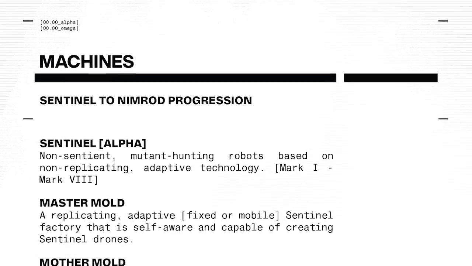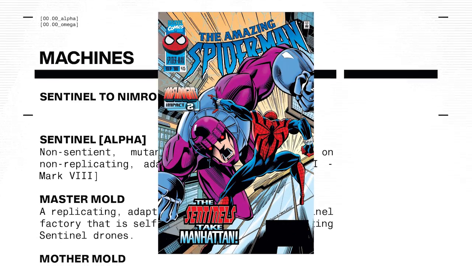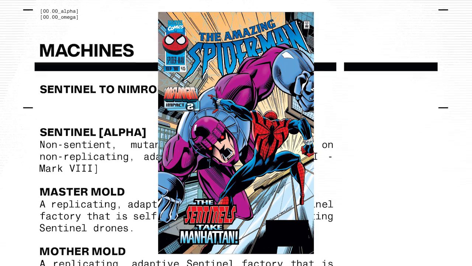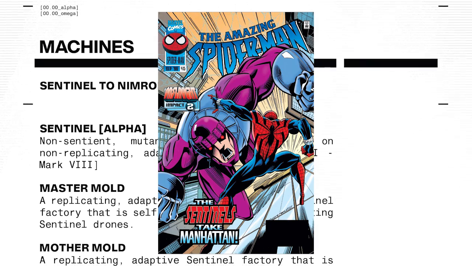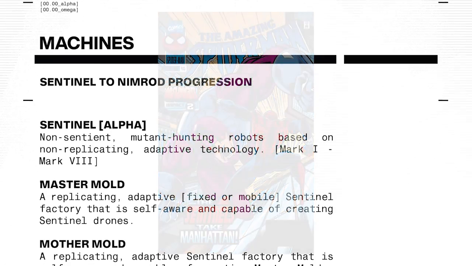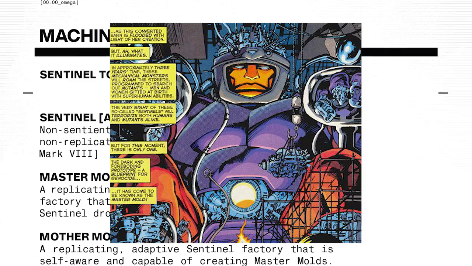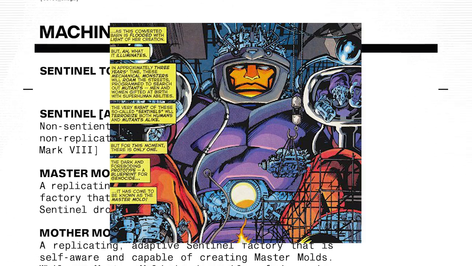What this does is it says, okay, so there's your baseline Sentinel, right? These are the ones from Days of Future Past, the ones that you recognize from the X-Men animated series. These are your straight line Sentinels, the most popular versions of this type of machinery. Then you go into master molds, and master molds basically are replicating machines, right? They basically create Sentinels.